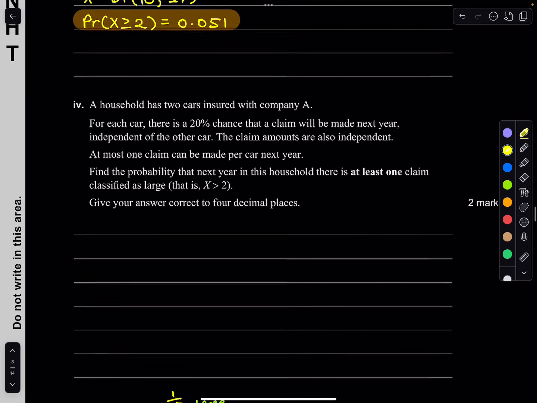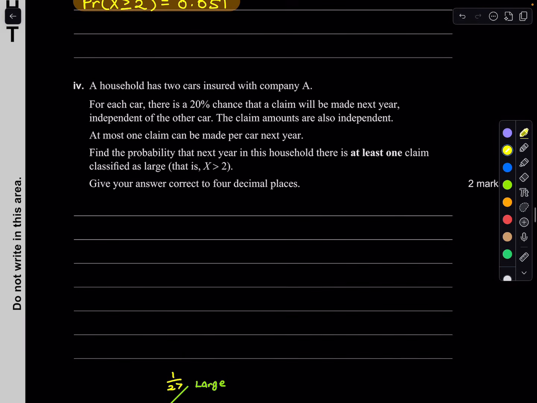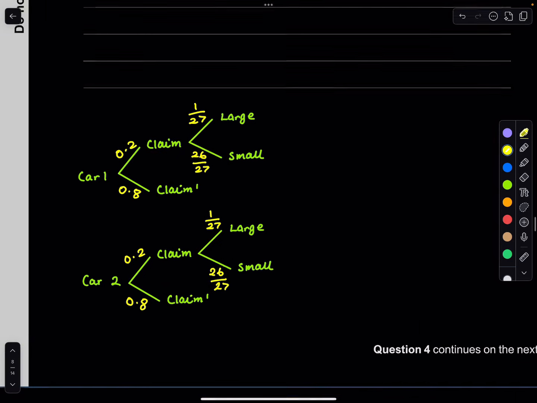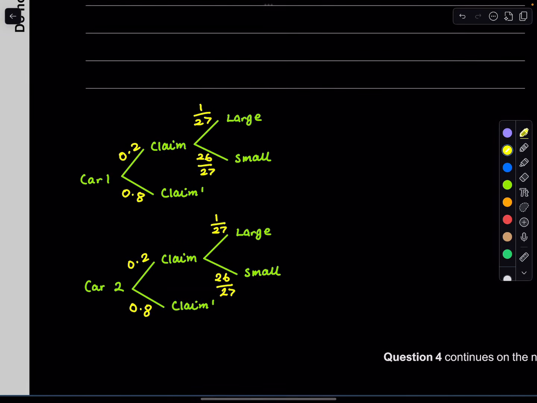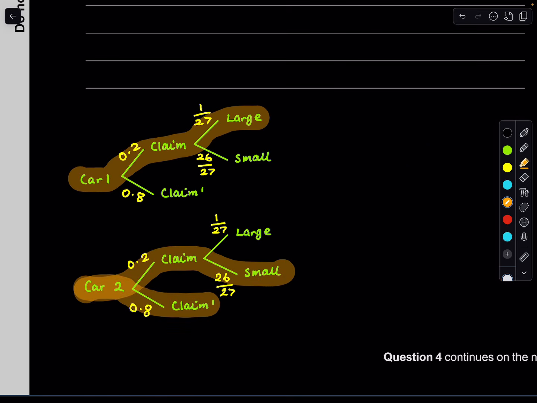Now, it says to find the probability that next year, in this household, there's at least one claim classified as large. There are many possibilities. If we want one claim to be classified as large, let's talk about them. For example, car 1 claims and gets a large, whereas car 2 can fail. It doesn't claim, or it claims but becomes small, so not large. That is one possibility.